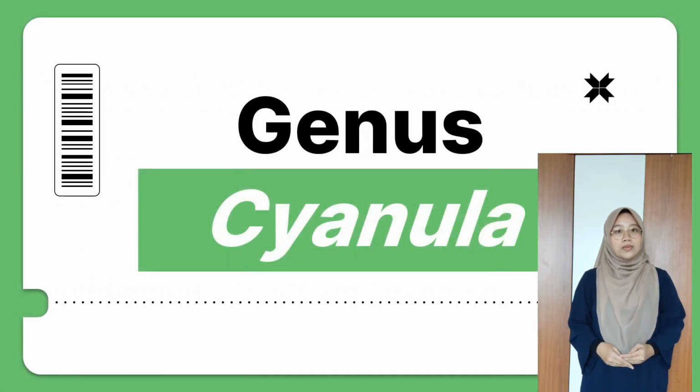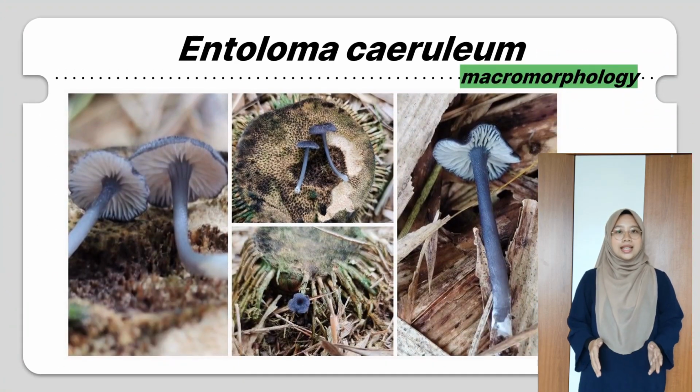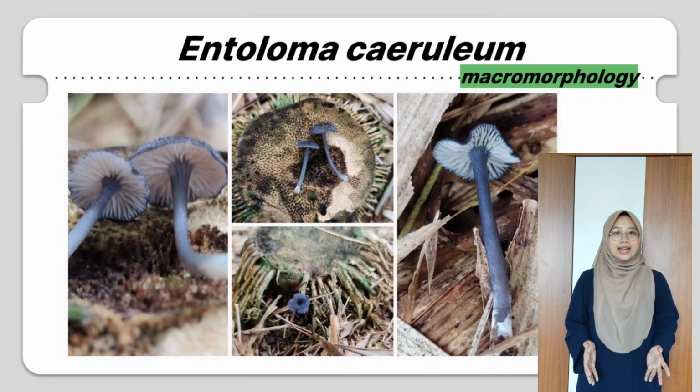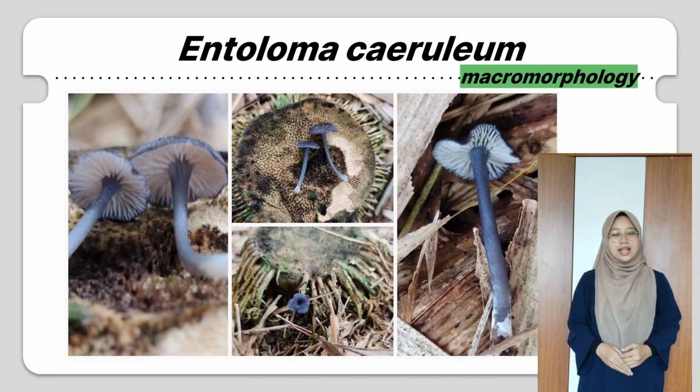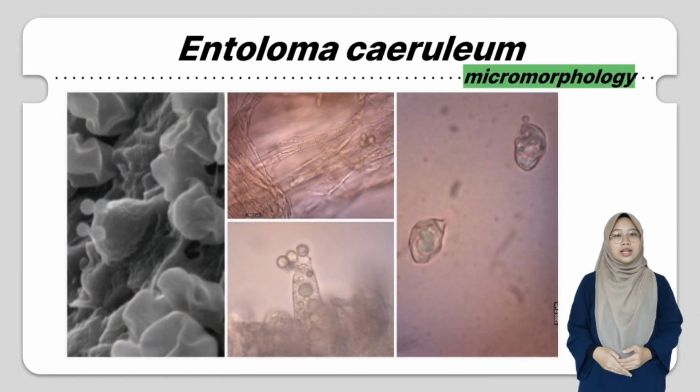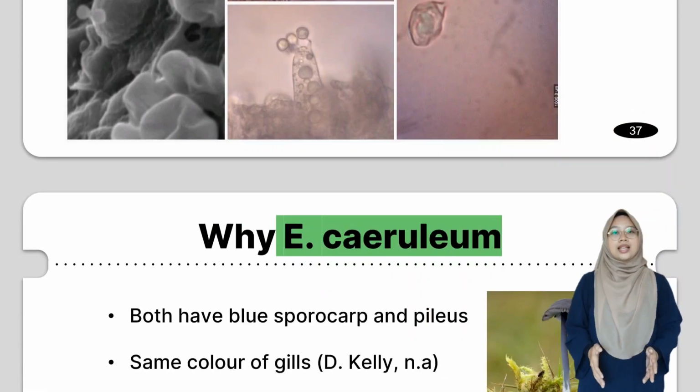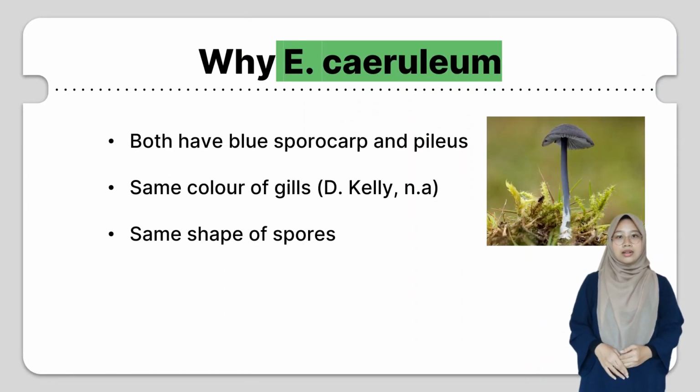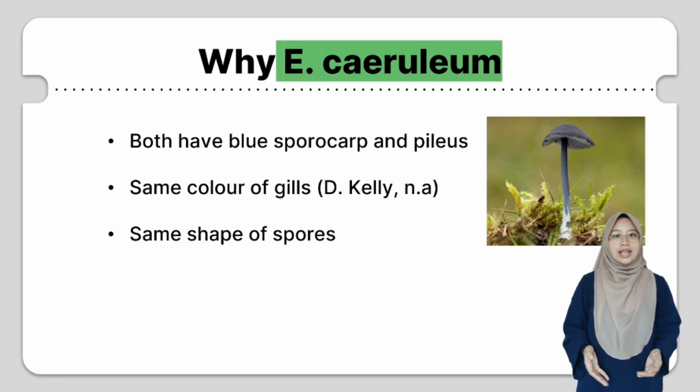This species is assumed to be Entoloma cerealium as its sporocarp was greyish blue color with smooth surface, slightly crowded lamella and lamellula, adnexed attached with stipe, club-shaped form and smooth surface texture. The basidiospores were polygonal, heterodiametrical, with 5 to 7 angles, cylindrical basidia, cylindrical hyphae, and absence of clamp connection. This Entoloma is suspected to be Entoloma ceruleum as both have blue sporocarp and pileus, same color of gills, and the shape of spores.